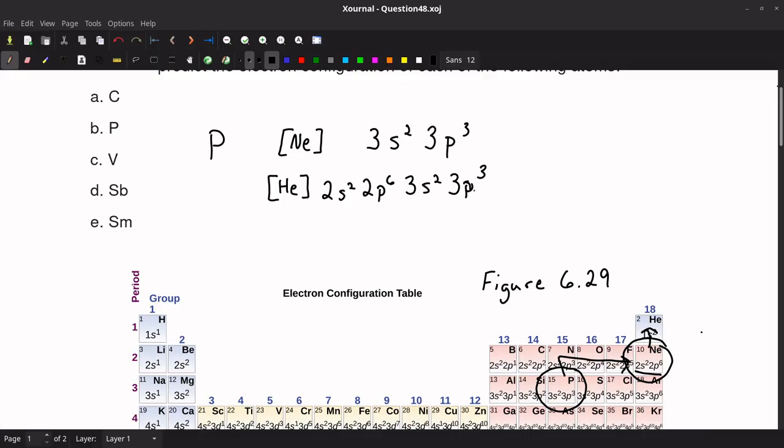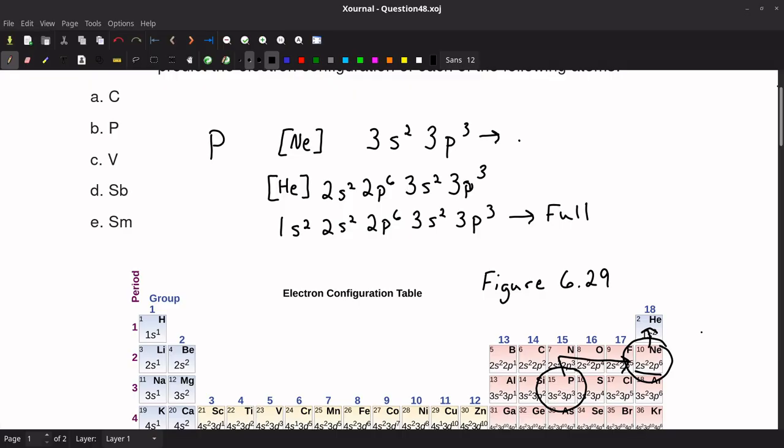Okay, so 3s2, 3p3 came from the valence portion of the phosphorus. 2s2, 2p6 is the valence portion for the neon. And we know we have this helium core. And just like we did before, we're going to replace that helium core with 1s2. And we get 1s2, 2s2, 2p6, 3s2, 3p3. This is going to be the full electron configuration.